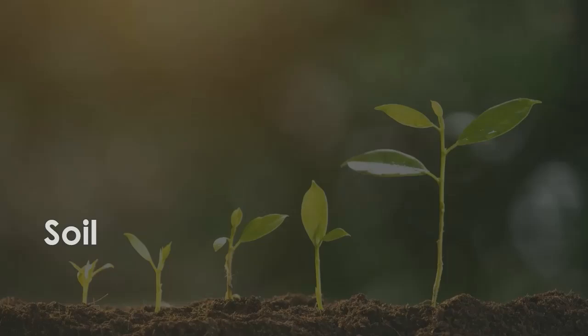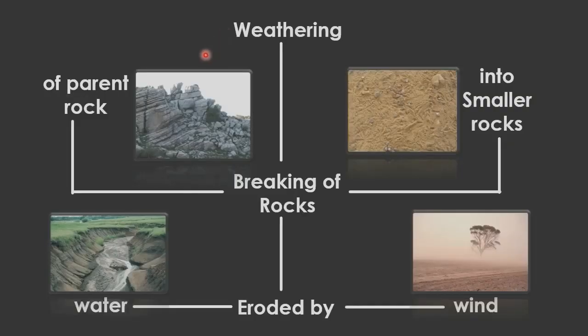Soil. So weathering is the breaking down of parent rocks into much smaller rock fragments. And with the help of water and wind, the smaller rock fragments will be eroded, or will undergo a process of erosion. That is how soil is formed.